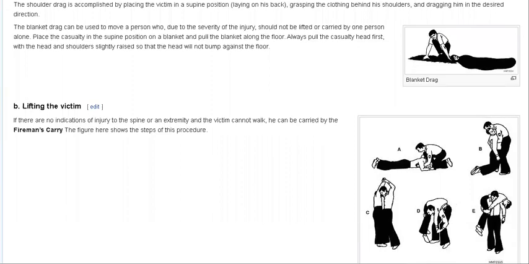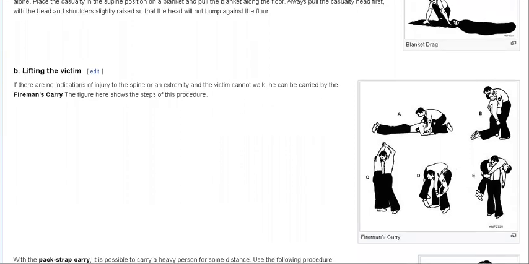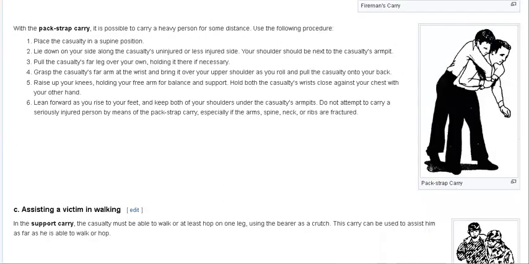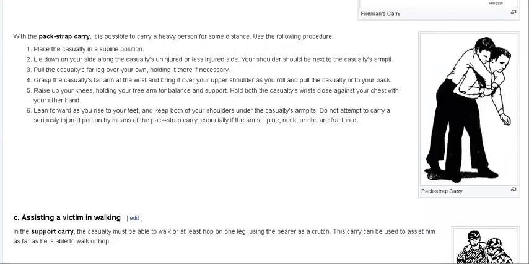B, lifting the victim. All right, so you have a nice diagram here. You grab under the arm, you lift them up, and give them a hug. I don't know what's happening in C here. I guess you put them over your shoulder, kind of. Put the arm over your head, put them over your shoulder, and you carry them. We've always spoken about it: make sure you can carry the person, and make sure you start off in a good stance before you do that, because you can do more harm than good.